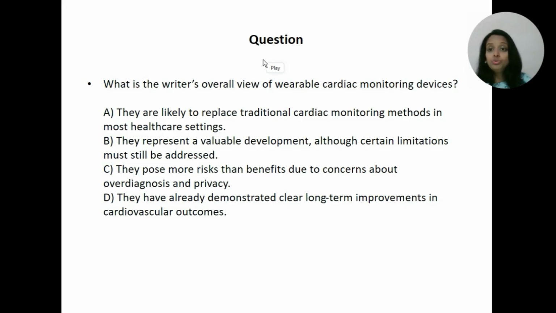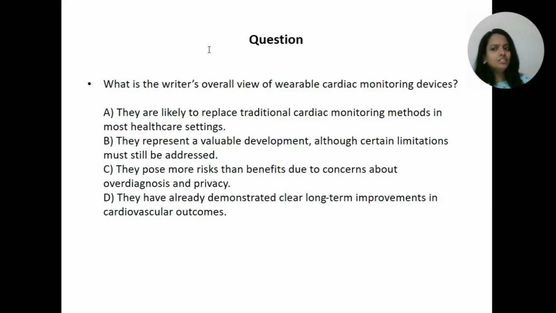Now, if we want to go deeper, why do candidates choose C? Because when they see overdiagnosis, privacy concerns, debate, their brain reacts emotionally to risk related vocabulary. But remember, OET tests interpretation, not reaction. So you must weigh the entire passage, not the most dramatic sentence.